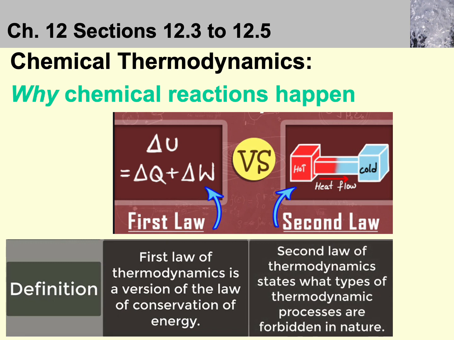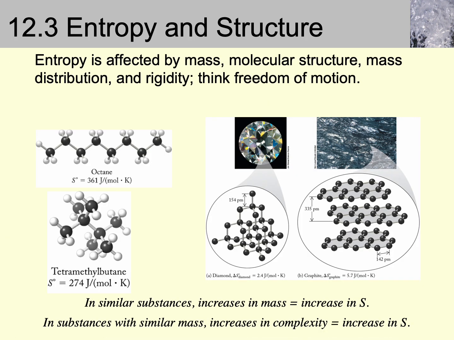We're going to continue on in Chapter 12, covering sections 3 through 5 in this lecture. So we're going to start with entropy and structure. Entropy is affected by mass, molecular structure, mass distribution, and rigidity. Think of freedom of motion, how much they can move.